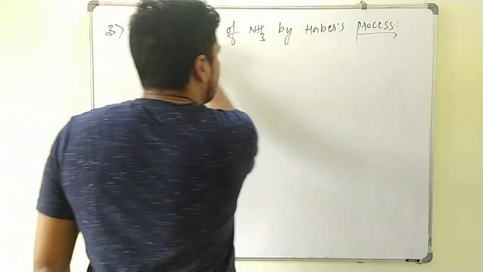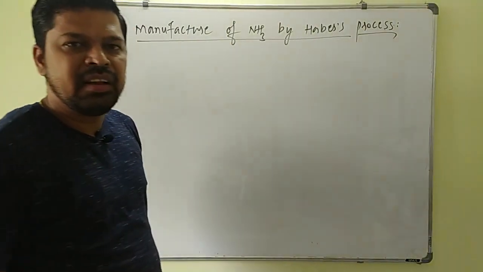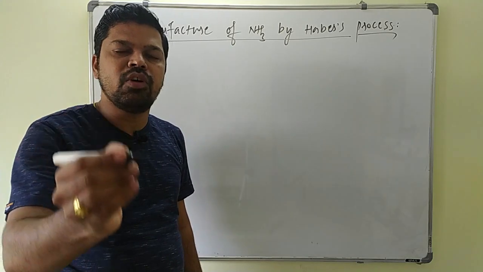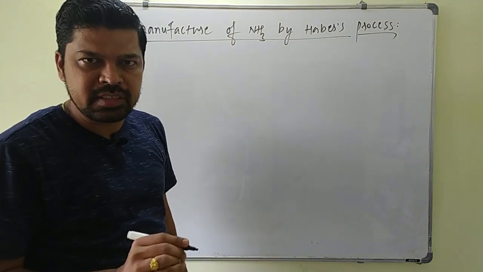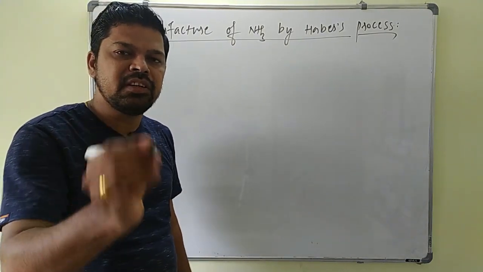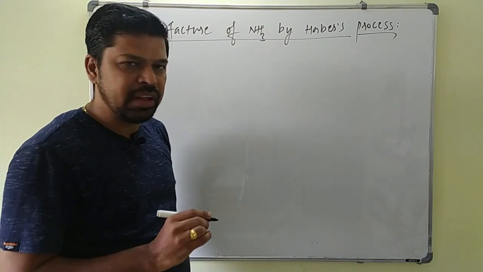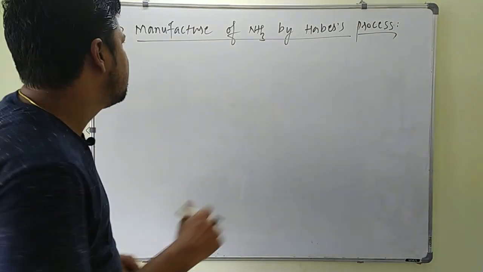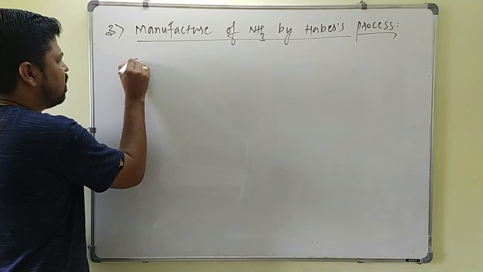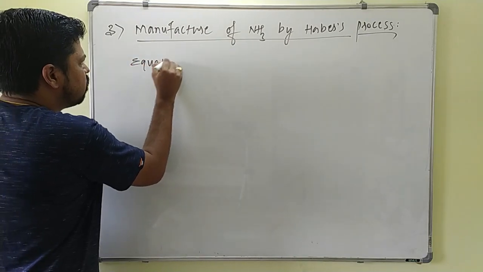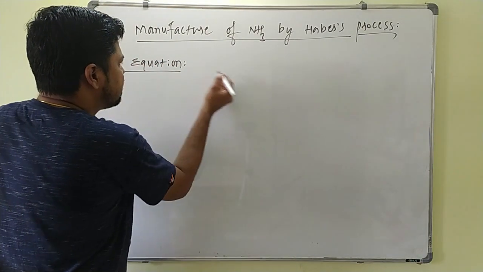Okay, the question will be like this: write the reaction involved in the Haber's process and write optimum condition for the maximum yield of the ammonia. They will ask it for the 3 mark. First we will write the reaction, that is nothing but the equation. Very simple equation is there.